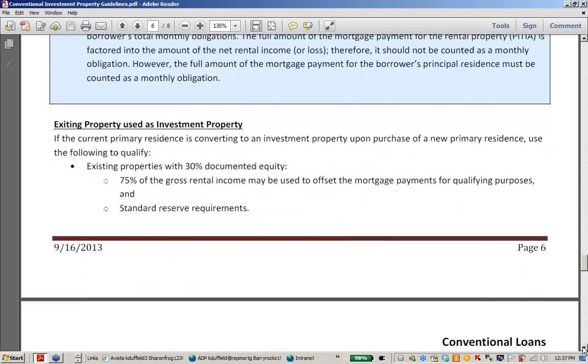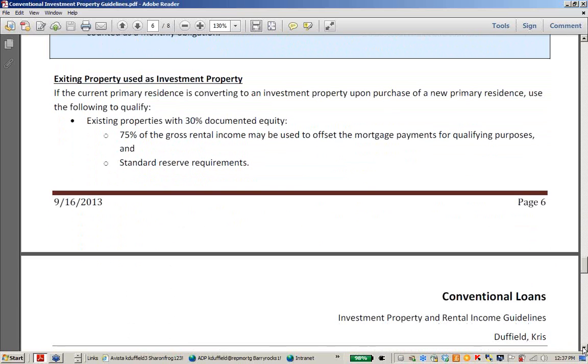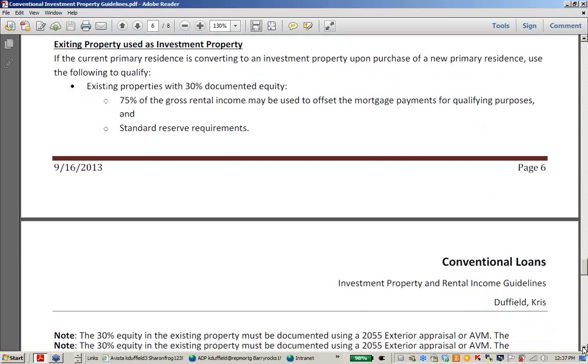Here are our exiting property guidelines. So if the current primary residence is converting to an investment property upon purchase of a new primary residence, use the following guidelines to qualify your borrower. So existing properties with 30% documented equity, you can use 75% of the gross rental income to offset the mortgage payment and follow standard reserve requirements.